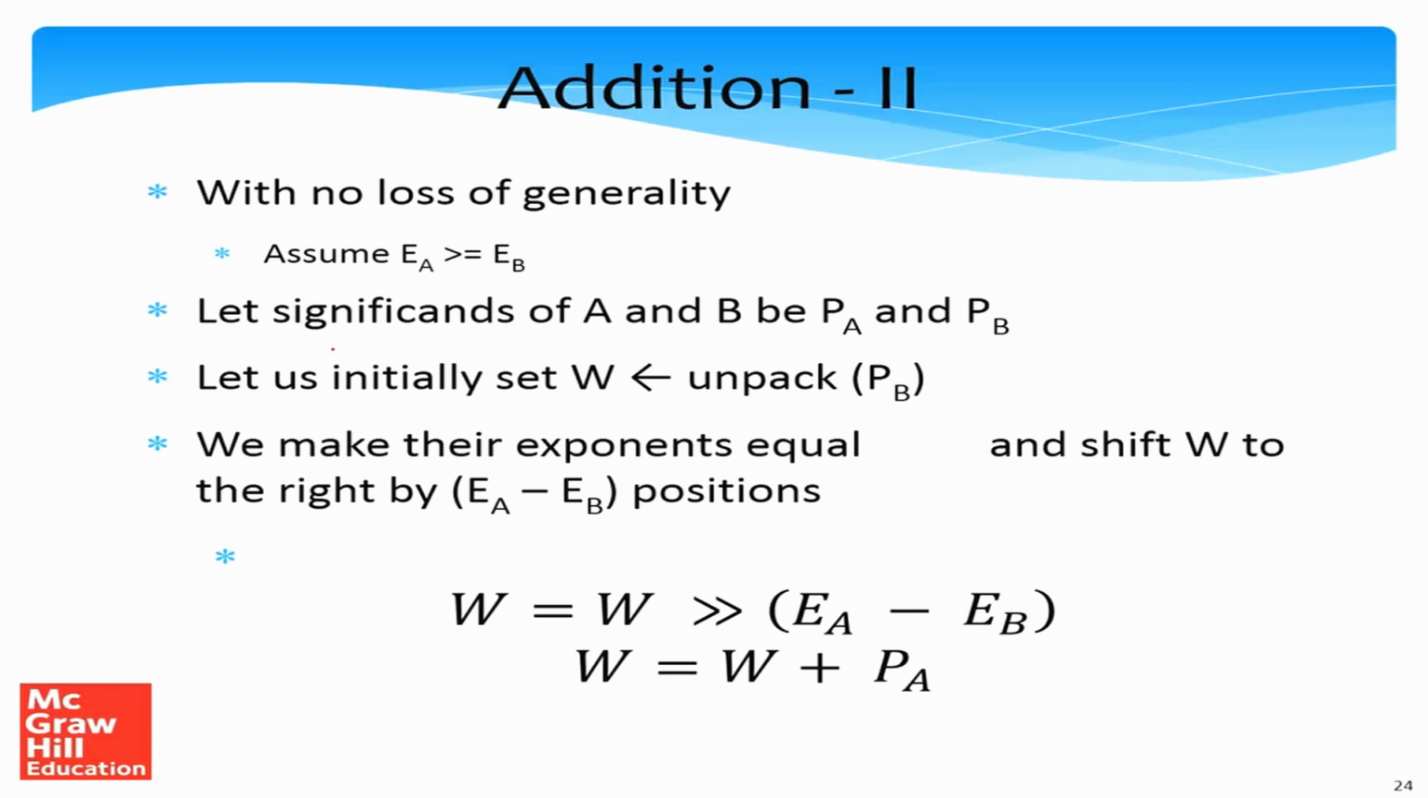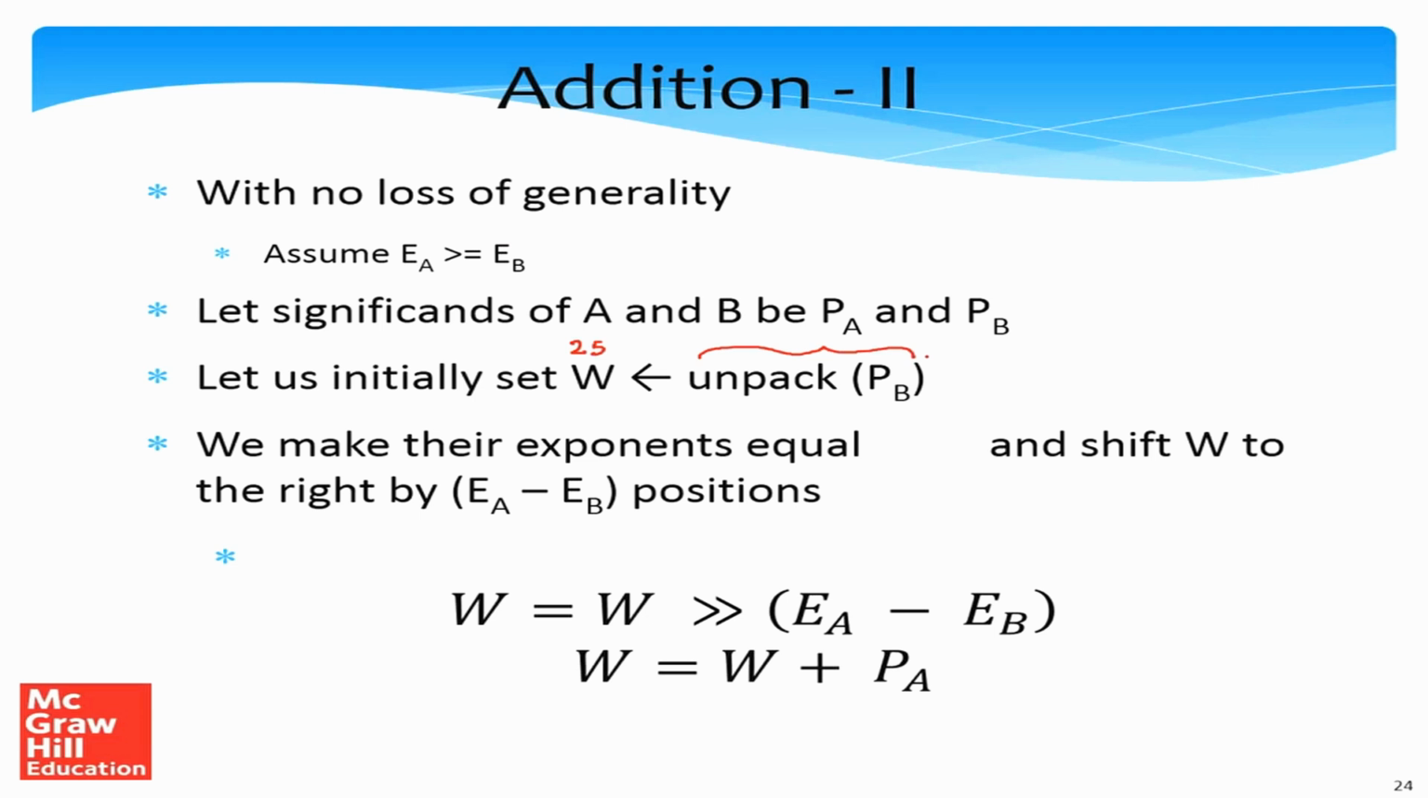Furthermore, let's define a temporary variable w, which is of the same 25-bit form that we had discussed in the last slide. And let us get it by unpacking the significand of B, which has this smaller exponent. So let's unpack PB and get W. So now let's take a look at the way that we want to do the addition.